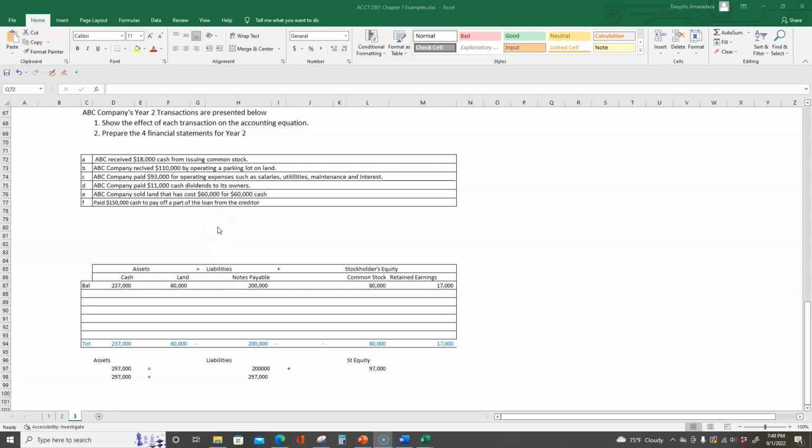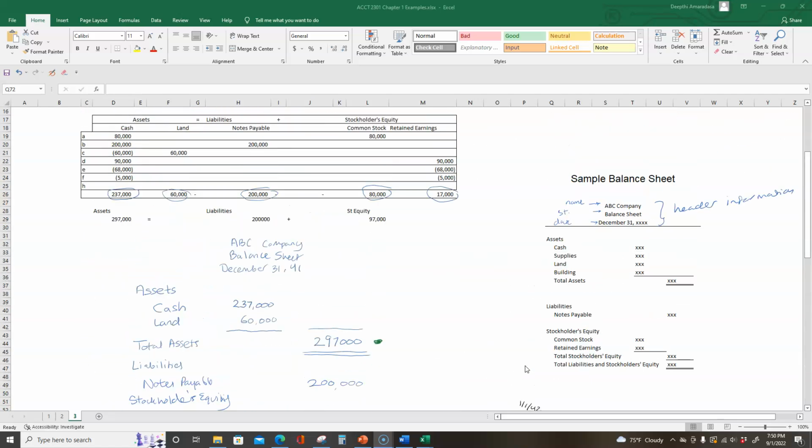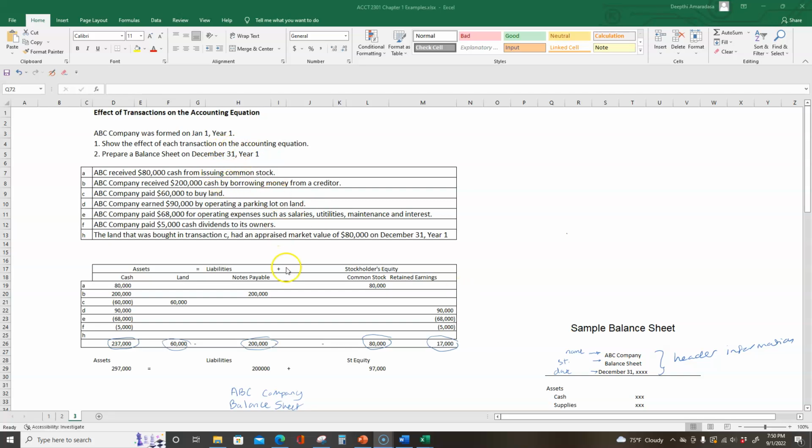Now, before we get started, this is the year 2 of a company, so it's an existing company that has already been in business for 1 year. I'm going to scroll up to the previous question that we did so you can see the transaction analysis we did for year 1. Then we prepared a balance sheet, and then we said that these dollar amounts were the dollar amounts at the end of year 1. So cash had a balance of $237,000, land had a balance of $60,000, and so on. That was at December 31st, year 1. Those would be the same balances that these accounts would have on January 1st, year 2.